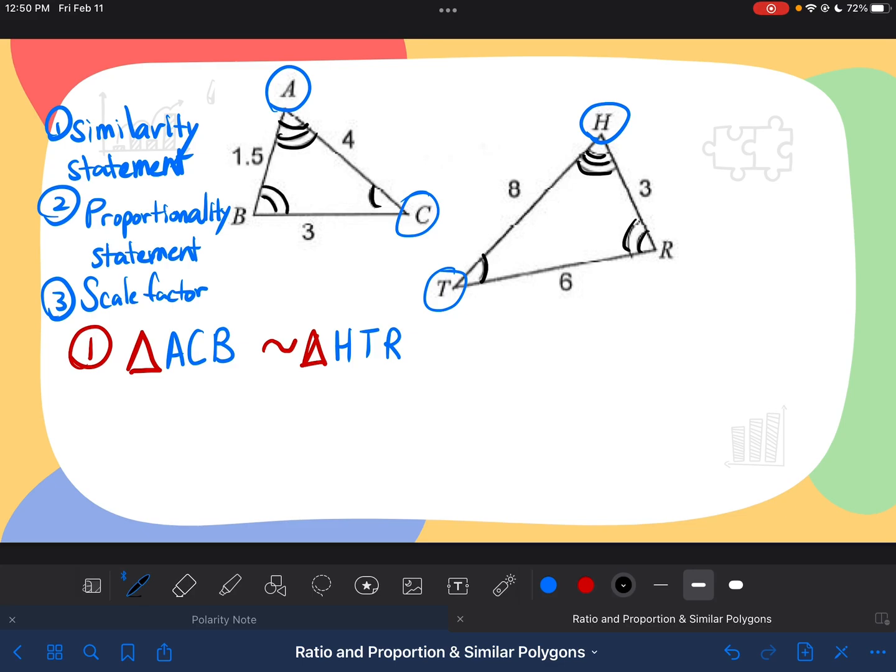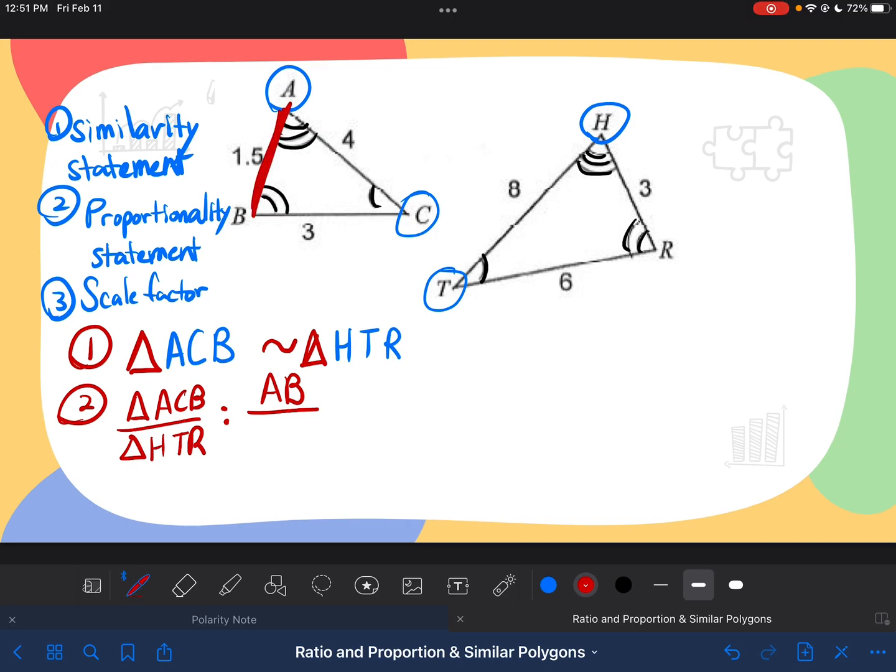So, now that we talked about the similar statement, let's talk about the proportionality between these two. Okay? So, if we talk about proportionality, let's talk about, let's say, the sides. So, if we talk about triangle ABC to triangle HTR, okay? If we're going to put it in this format, what we're going to do is first start out with a side. So let's say A and B. Now A and B is located right here.